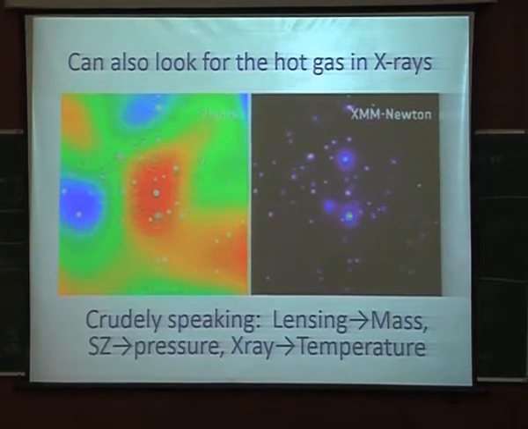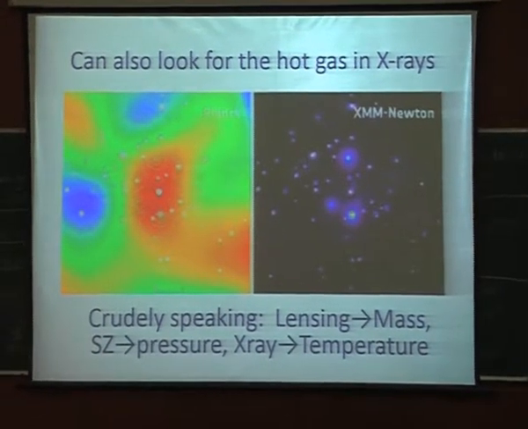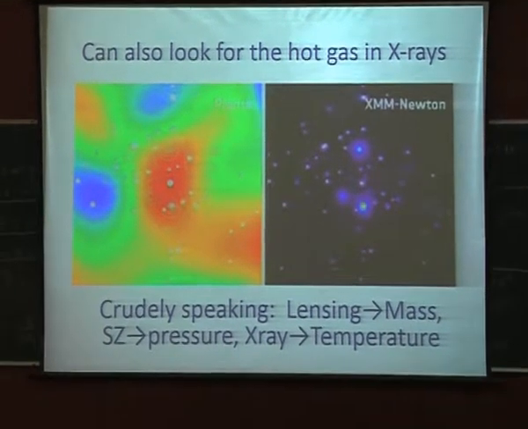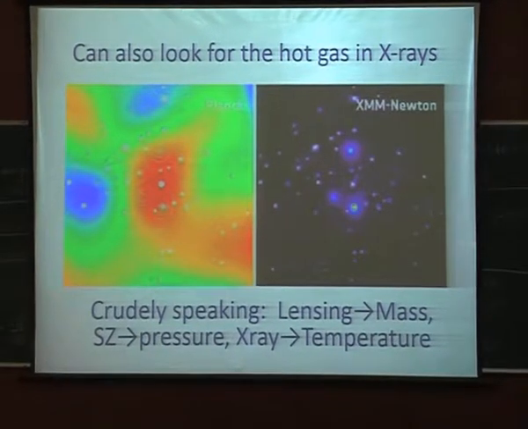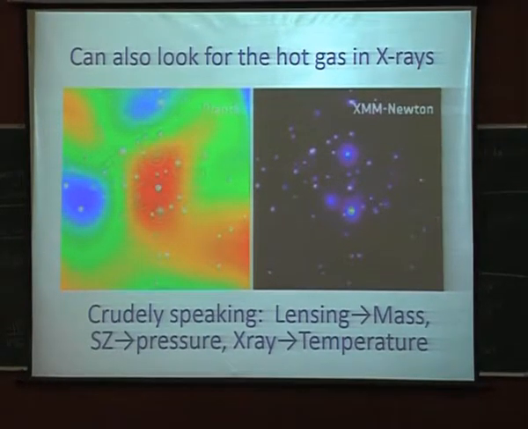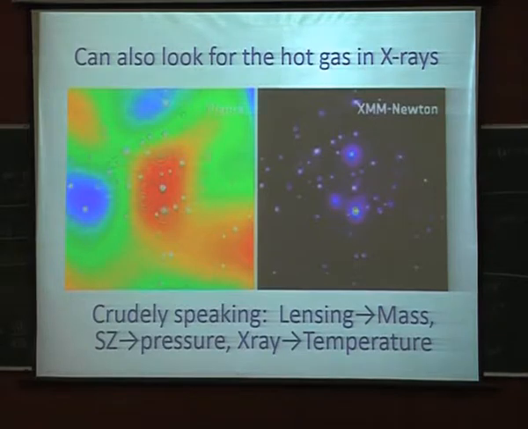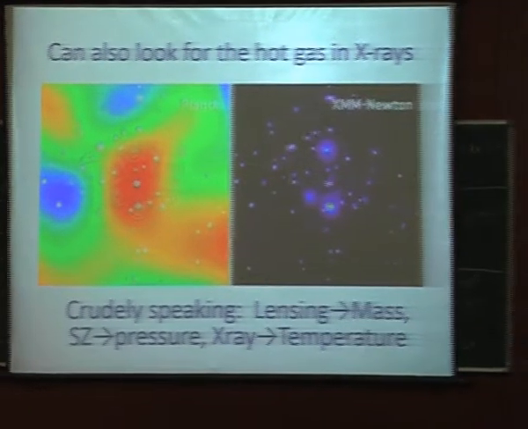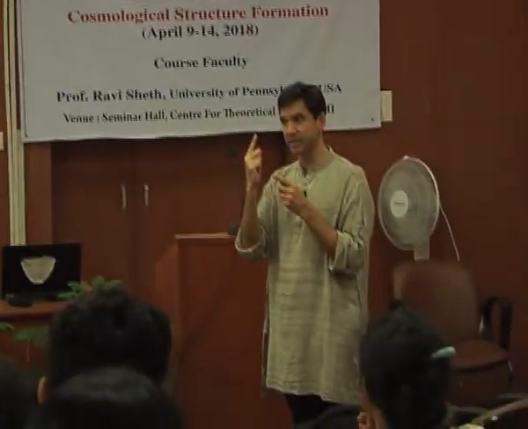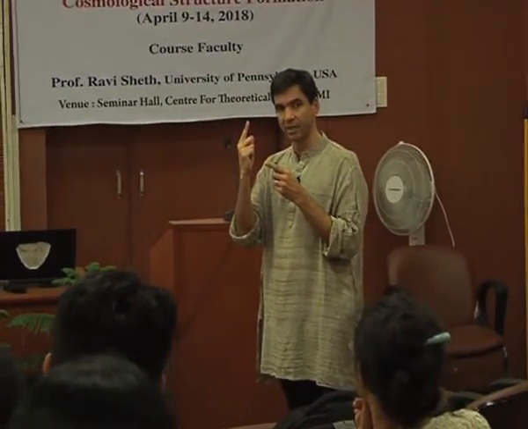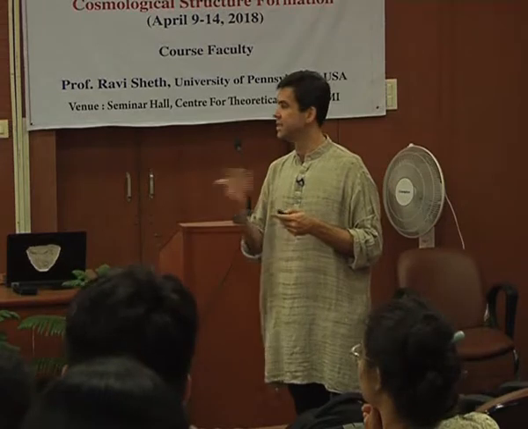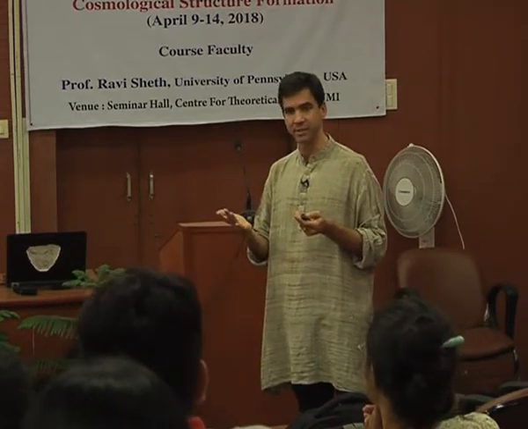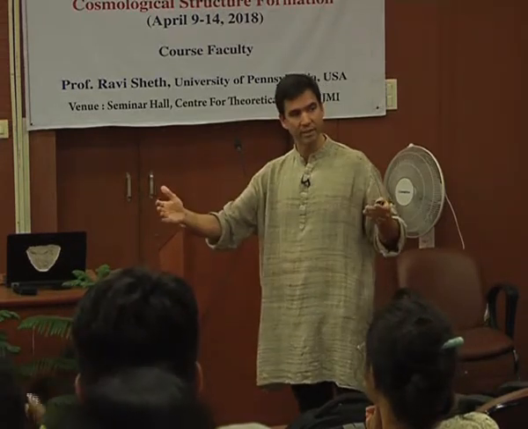Another way to think of this is the X-rays are coming from collisions. So that is something like density squared. Density squared means you upweight the center of the cluster a lot, where the density is highest. The pressure is density times temperature, so 1 power of density. So that's a smoother thing.